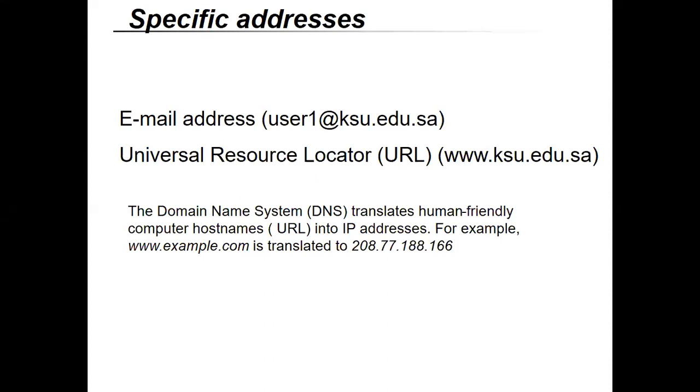Next one is the specific address, that is the domain address. For example, an email address like user at ksu.edu.sa, or a universal resource locator. The domain name system translates human-friendly computer host names, URLs, into IP addresses. For example, www.exam.com is translated to 208.77.188.166. These are the specific addresses for the networks.